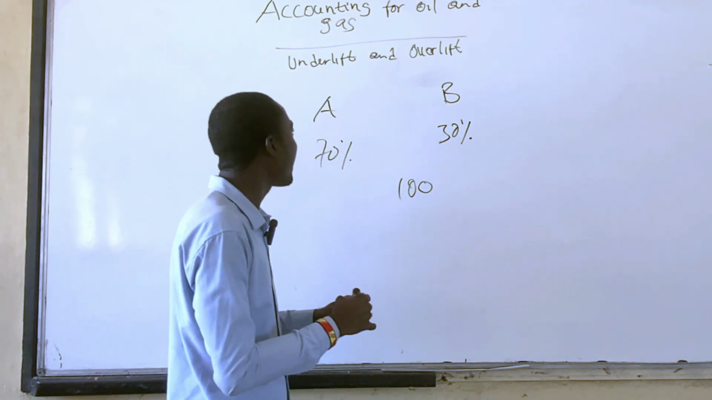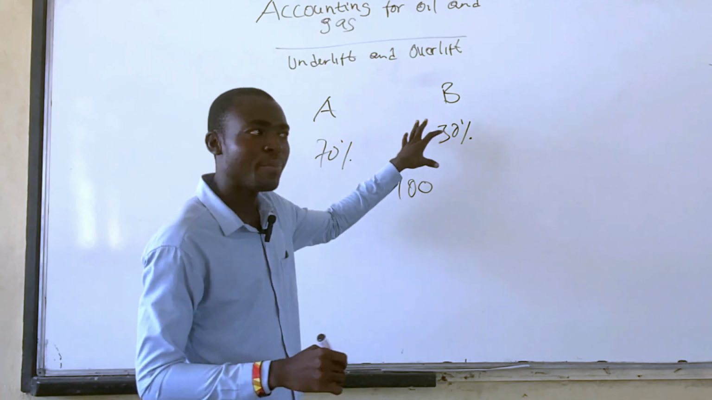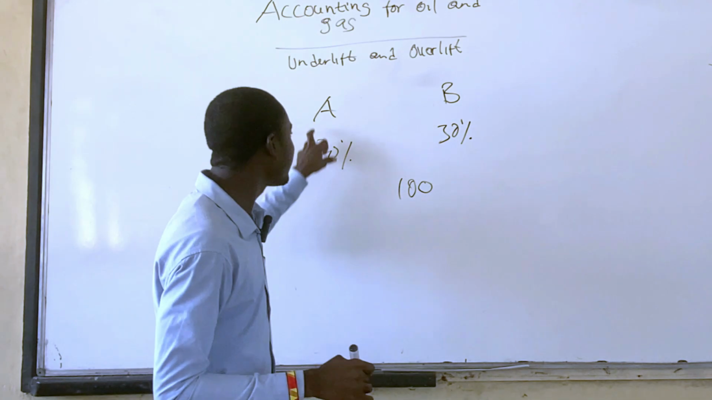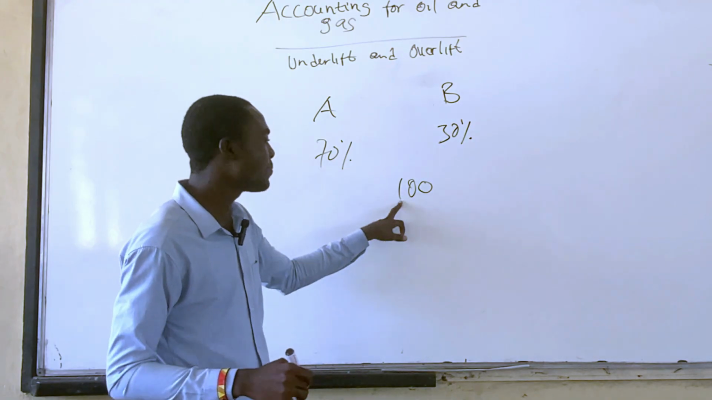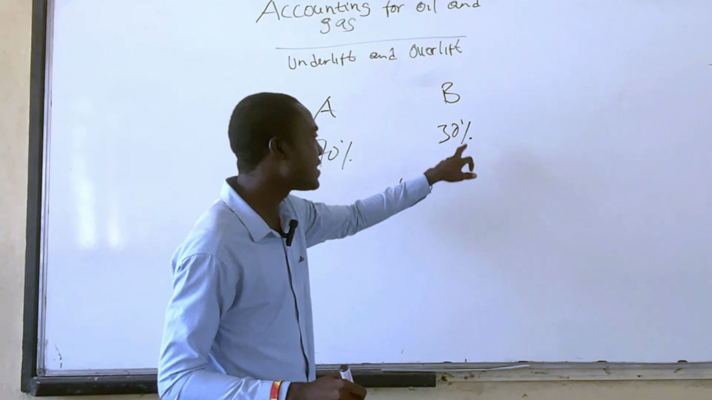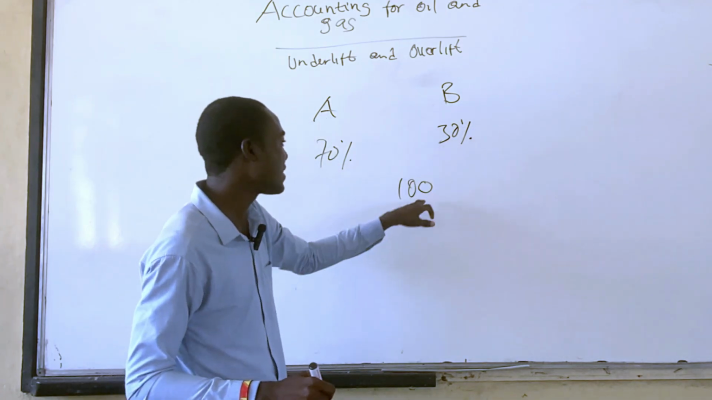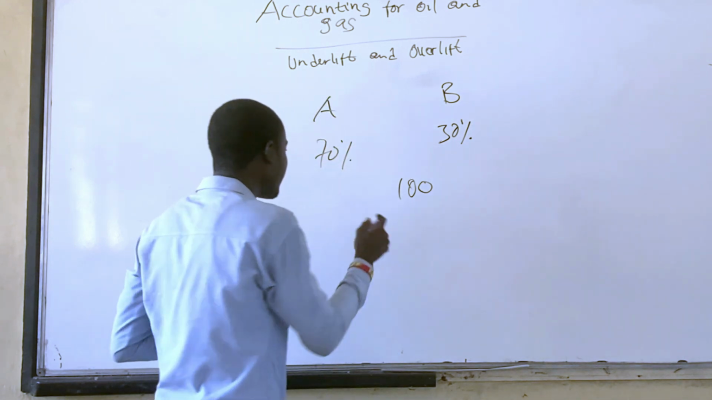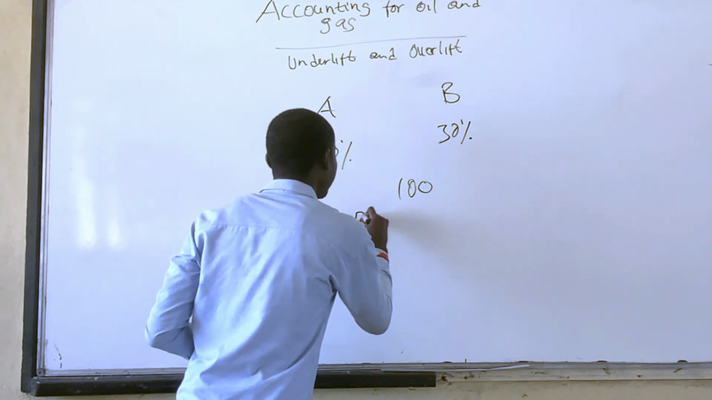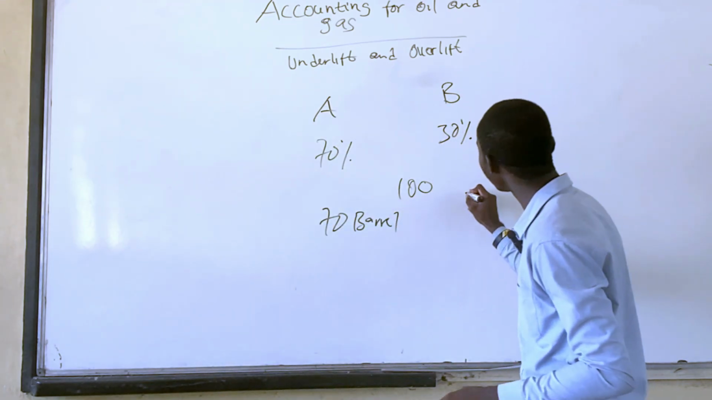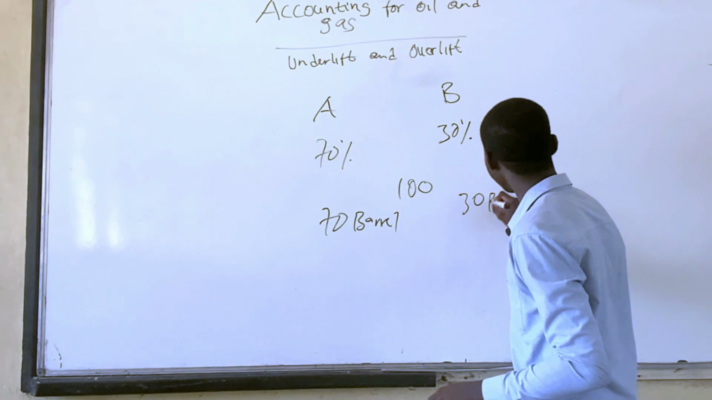So according to the amount that they have invested into the organization, entity A is entitled to 70% of the 100 barrels of oil. And then entity B is entitled to 30% of the barrels that they produce. So it means entity A will take 70 barrels, and entity B will take 30 barrels.